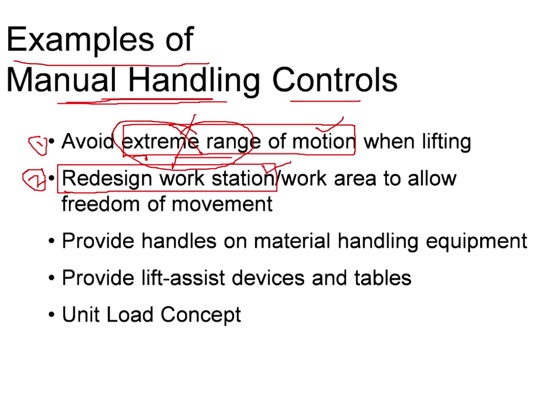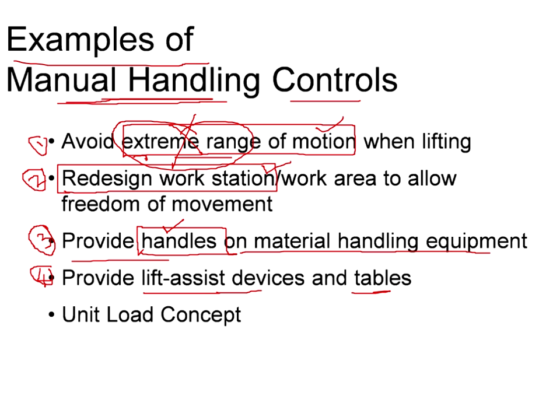Number three is to provide handles on material handling equipment. Give handles so that the labor can use the handles while lifting the materials. If there are boxes without handles, it's difficult to lift. So in boxes and cartons, there are some holes. That hole is made particularly to hold and lift. Such kinds of provisions you have to make.